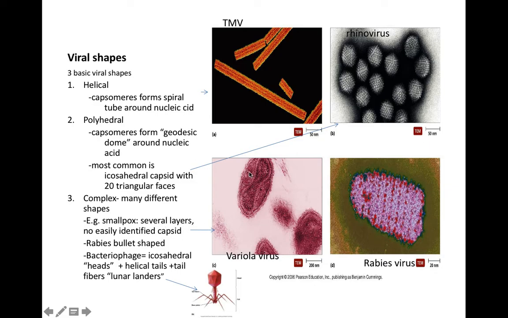With the smallpox virus, this is a DNA virus. It's good. It doesn't mutate rapidly. We have a vaccine that we use to help eliminate it from the wild. It has several layers, and there's no easily identified capsid. It has these lateral bodies. I'm not sure they even know what the lateral bodies do. Rabies viruses, you guys, are so cool, although deadly. They're shaped like a bullet. And truly, when they get into our brains, it's like a bullet going through there, destroying our brains. So that's the rabies bullet-shaped virus. And here's our T bacteriophage, you guys.